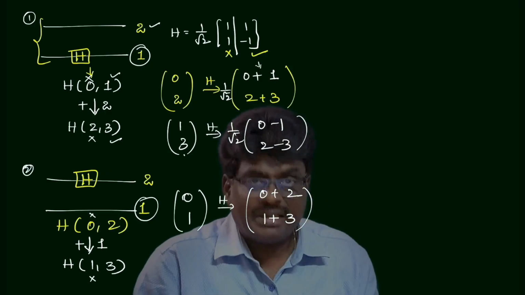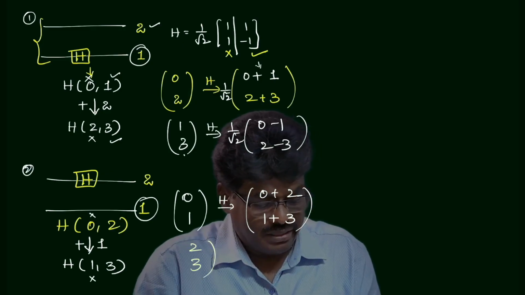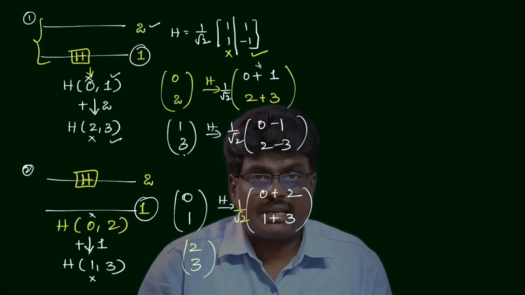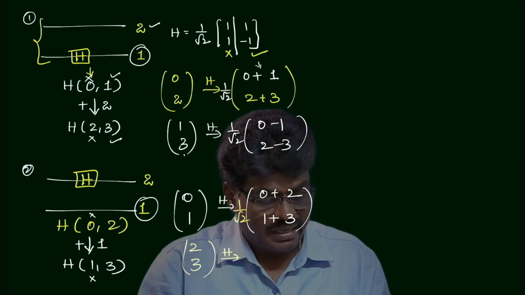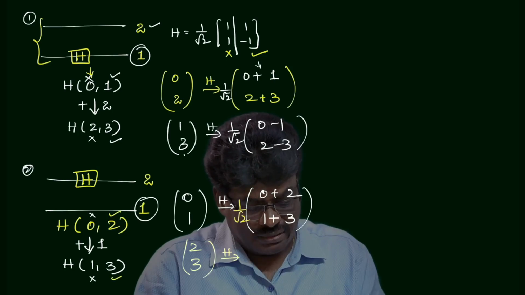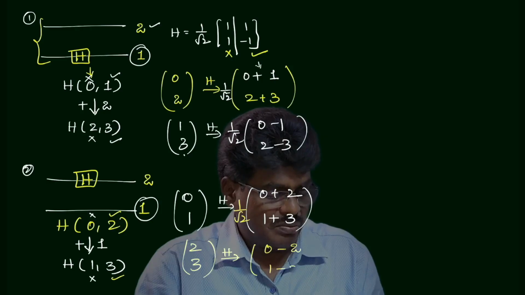Now what I am saying is, without doing the next one, you can write directly 2 3. Of course the outside normalization constant will be there because two states are there, and this is a Hadamard gate. No need to do it because 2 is in on, 3 is in on, that's why 0 minus 2, 1 minus 3.